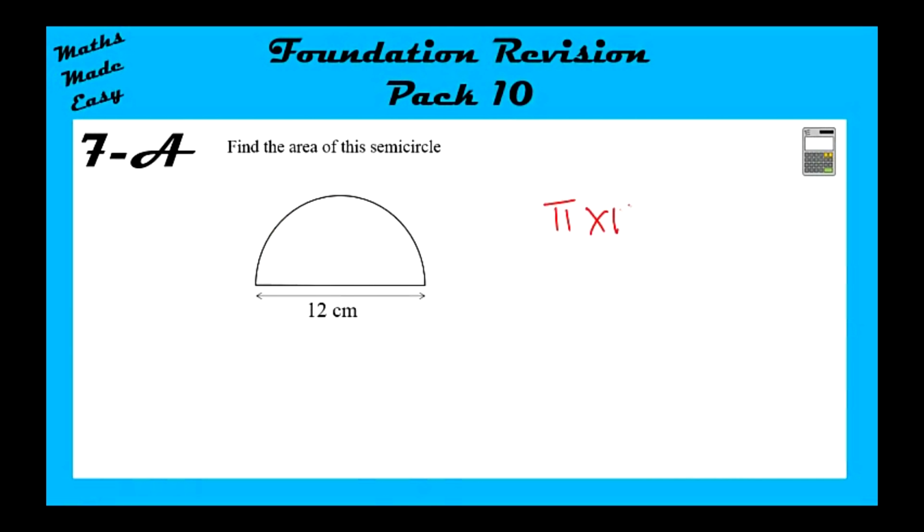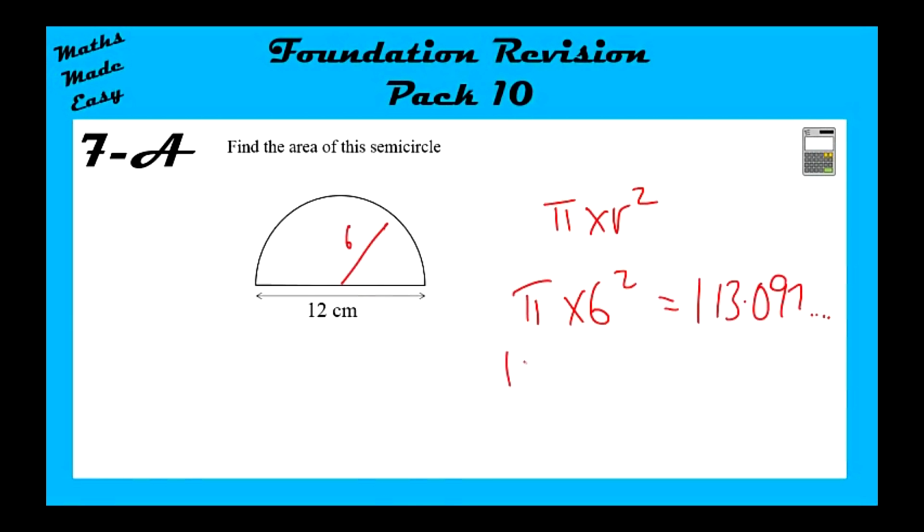So we're going to use pi times radius squared here. So it's pi times 6 squared, because 6 is the radius of that circle, half of the 12, and that comes out as 113.097 and some more. If we take that number that's on your calculator screen and you divide that by 2, because it's only half a circle, you'll get 56.5 centimeters squared when it's rounded.